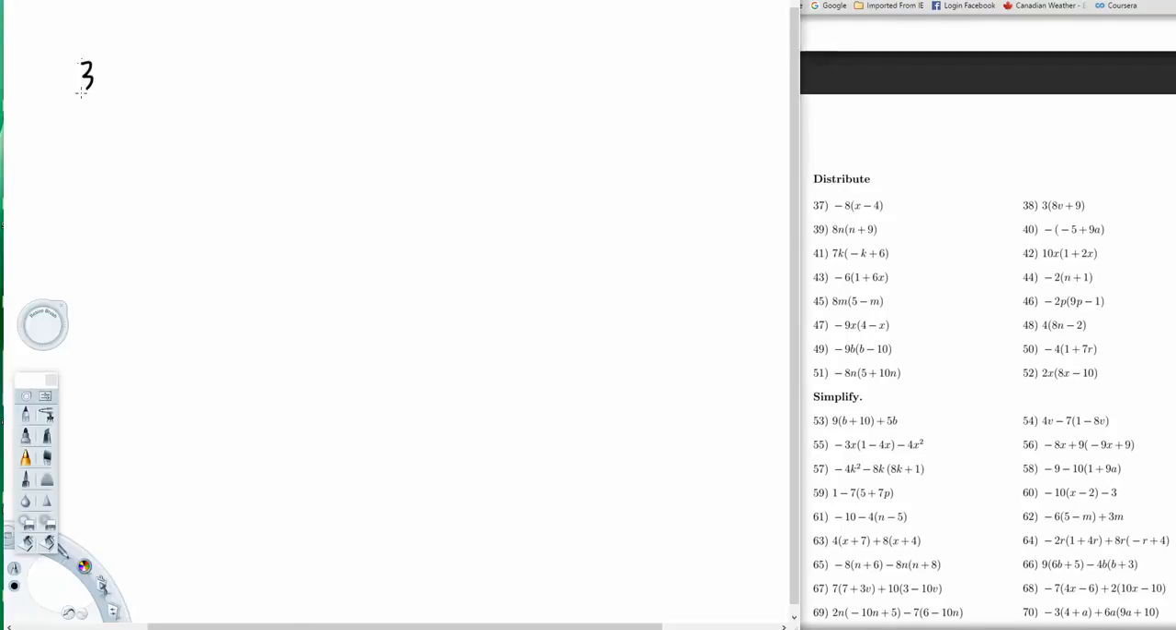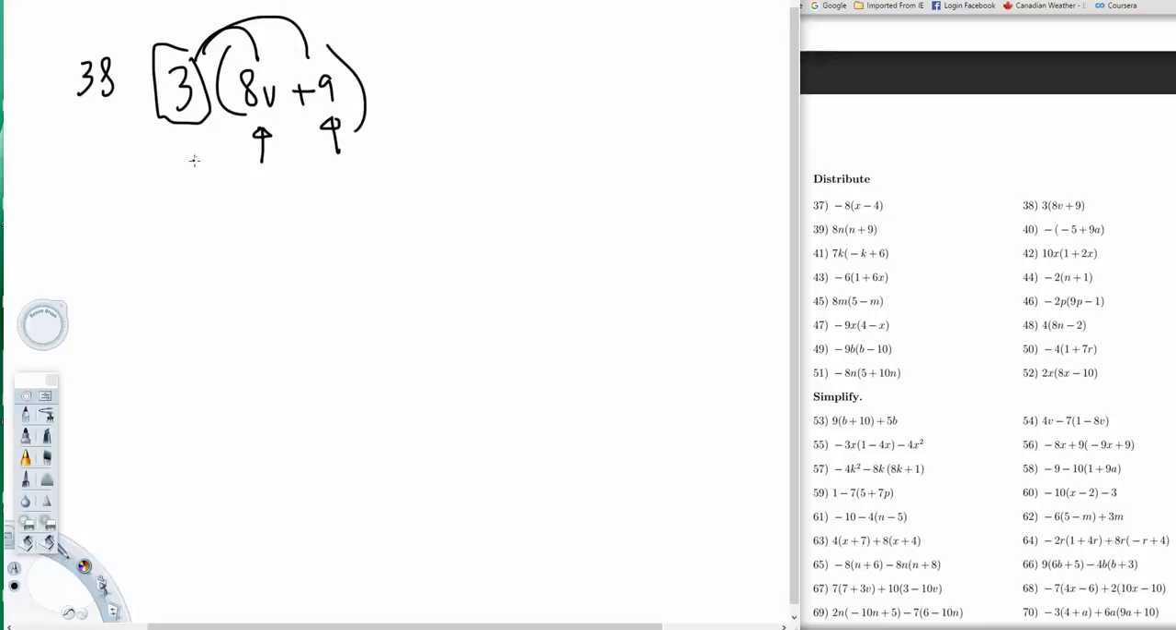Number 38 now. 38. 3 times 8v plus 9. Once again, 8 something is not the same as 9 nothing. So we have to do what's called the distributive property, whereas you multiply by distributing this here on these two inside the brackets. So let's do it. 3 times 8 equals 24v, plus 3 times plus 9 equals 27. And that is the answer.